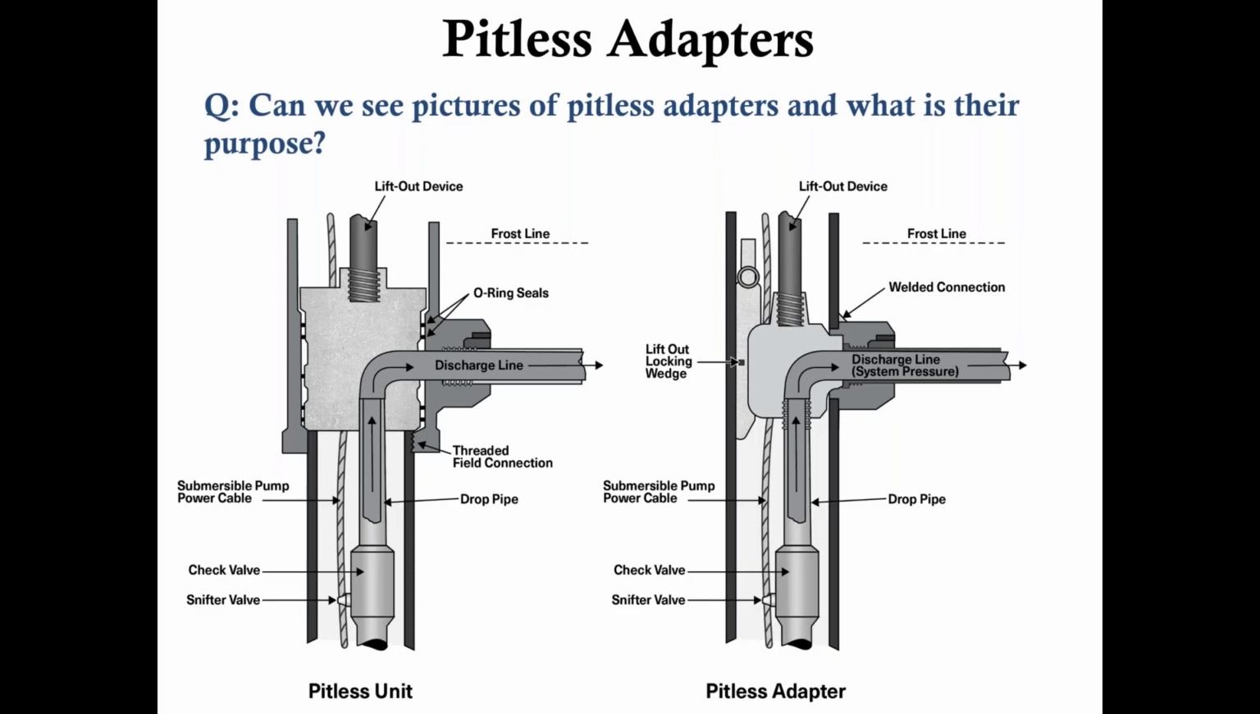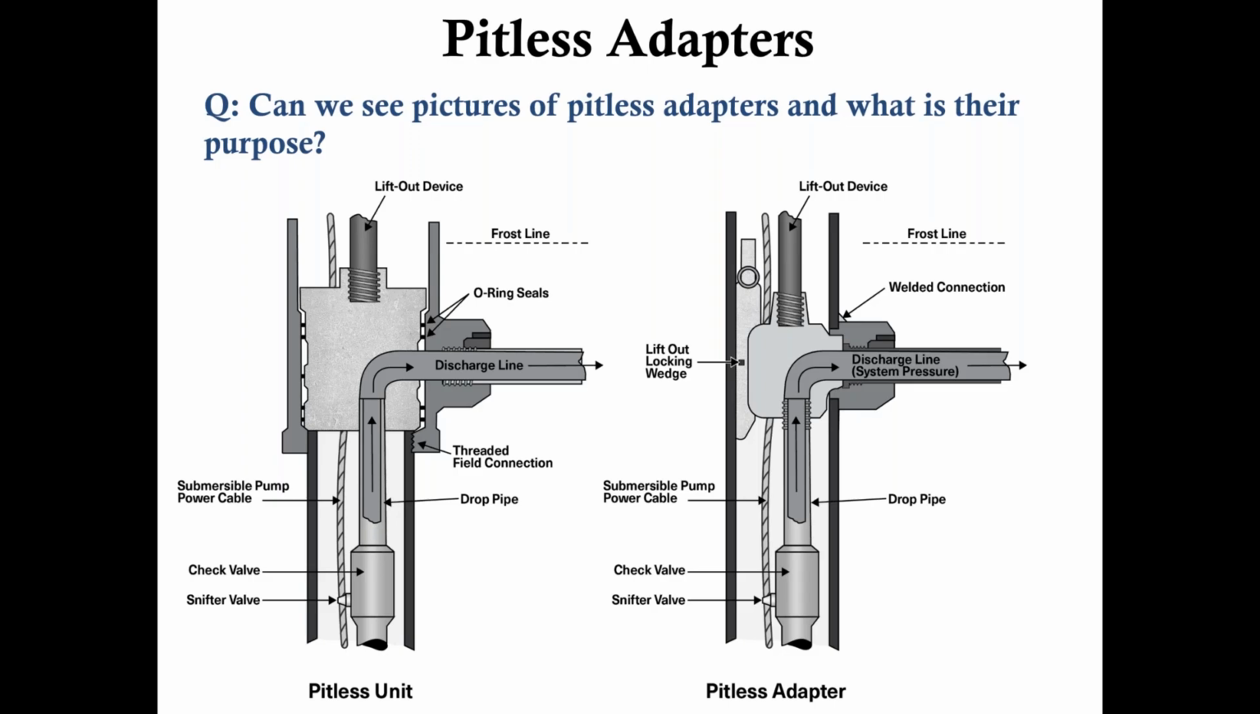Can we see pictures of pitless adapters and what is their purpose? So in the early 60s, I mentioned all these wells and pits. They developed this device that locks in place and connects to your discharge line to your house, so that you can pull out your pump, and also you don't have to have your pipe come to the surface. It's what's called a pitless adapter. It allows you to have an adapter that basically, as your water comes up from your pump, can go 90 degrees and head towards your house. But this whole device can be pulled out so that you can pull your pump.